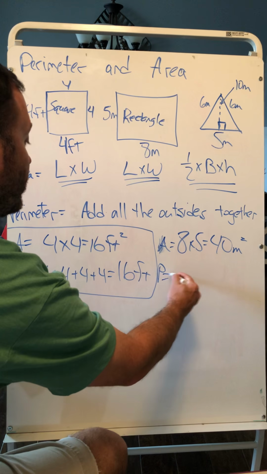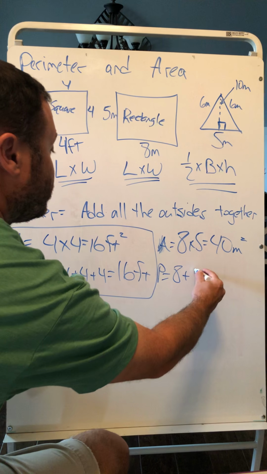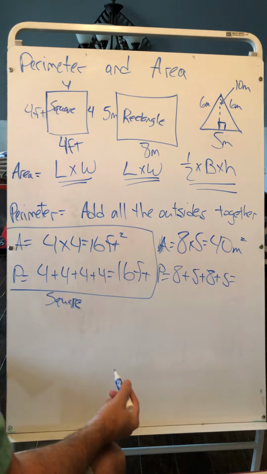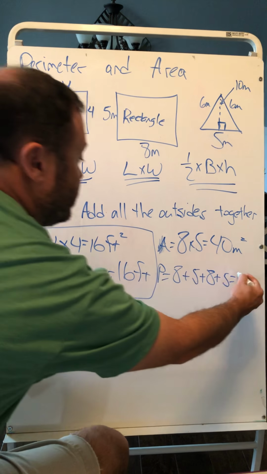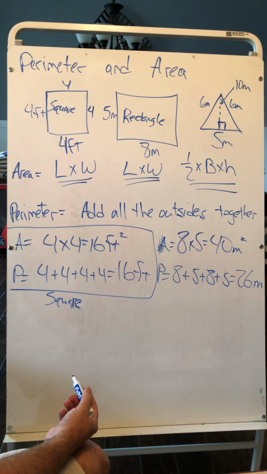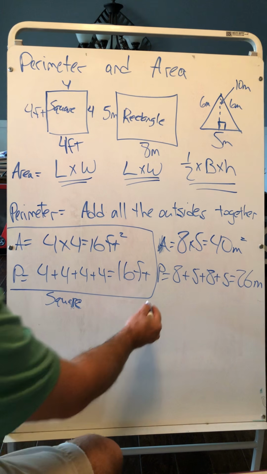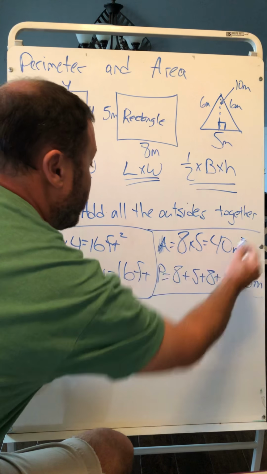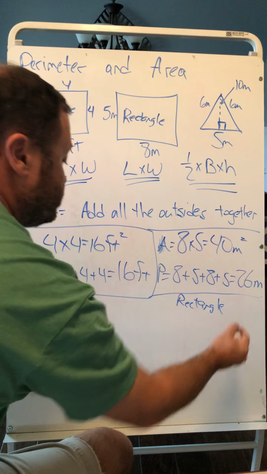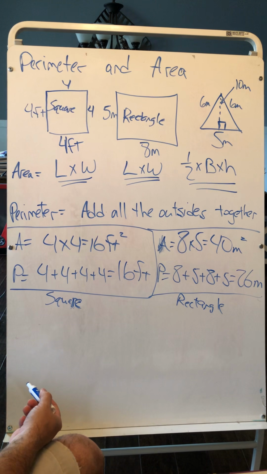So for perimeter, I'm going to say 8 plus 5 plus 8 plus 5. So that's 13 and 13, so I get 26. And remember, you just write meters for this one. You don't have to put meters squared because you didn't multiply anything. So this one is for my rectangle. Okay, and last is going to be for my triangle.